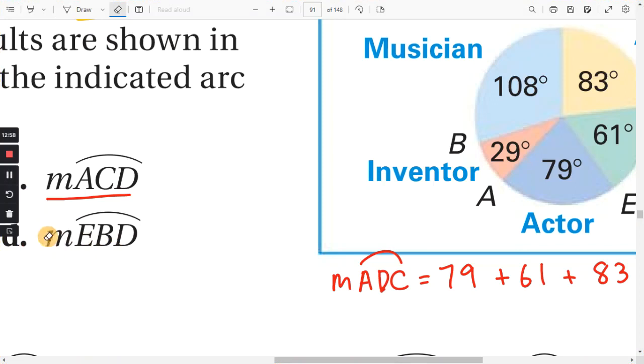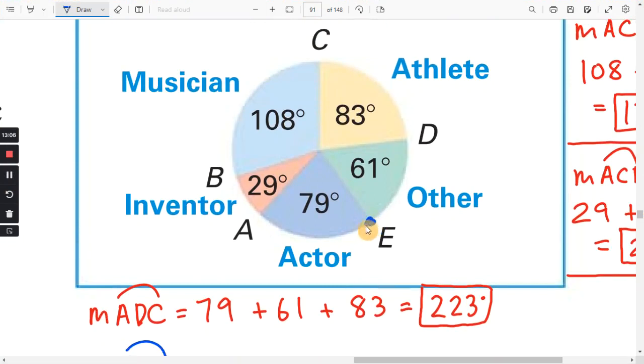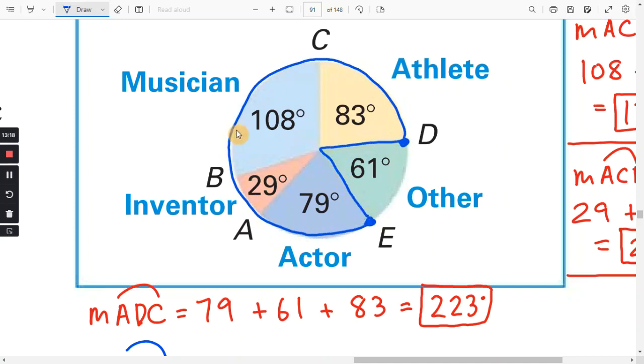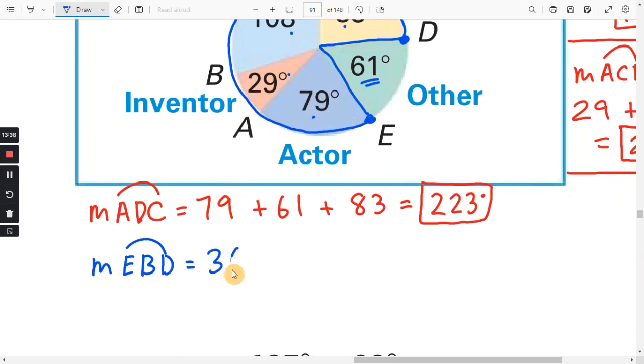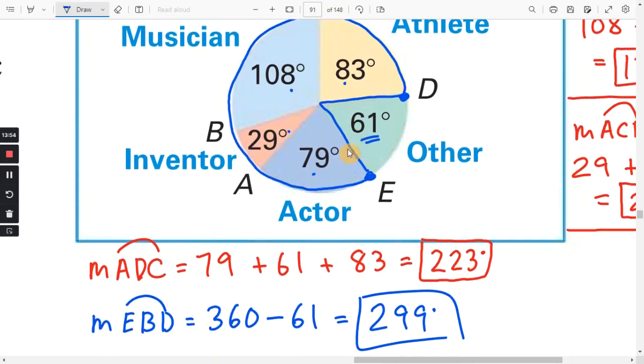Part D, measure of EBD. We're going to travel from point E to point B to point D. So we have this whole thing. Now, the long way is to add 79 plus 29 plus 108 plus 83. You can definitely do that. However, we said before the whole circle is 360, so we can just subtract 61 from 360. So I'm going to do 360 minus 61, and that's going to be 299 degrees. That's a little easier than adding four numbers.